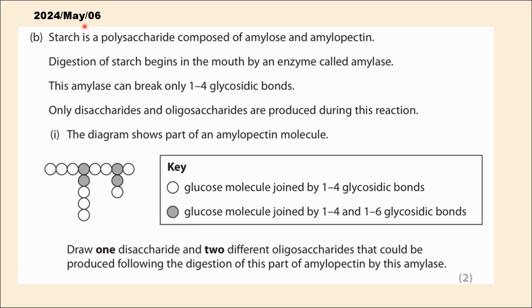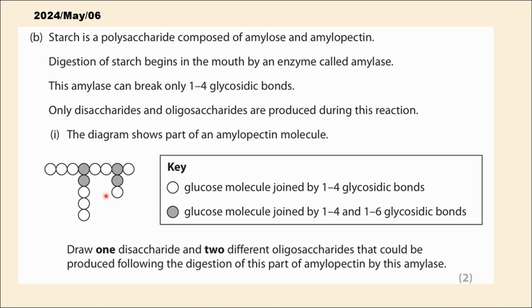The statement provided states starch is a polysaccharide composed of amylose and amylopectin. We know that. Digestion of starch begins in the mouth by an enzyme called amylase. And this amylase can break only 1,4-glycosidic bonds. And only disaccharides and oligosaccharides are produced during this reaction. You know, oligosaccharides mean the molecules that contain more than 3 monosaccharides but less than 10.